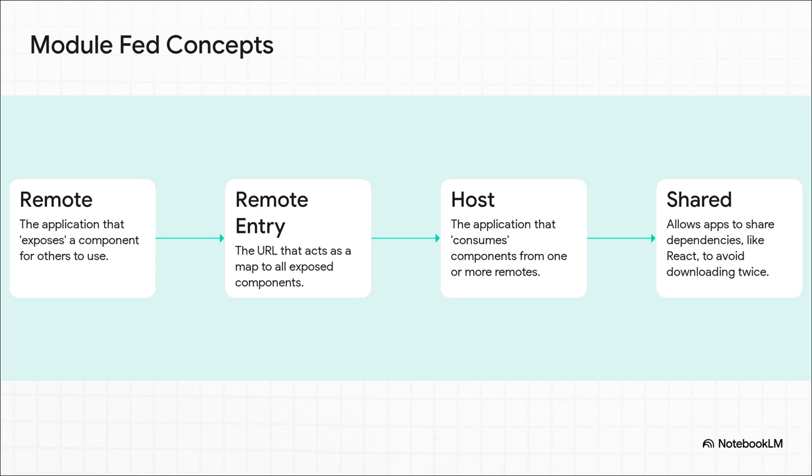So how does it find it? The host calls to the remote's remote entry file. Think of it like a menu of all the components that remote has for sale. And this last part is absolutely crucial. Both apps use a shared configuration. This tells them, hey, we both use React, so let's make sure the user only has to download it once.